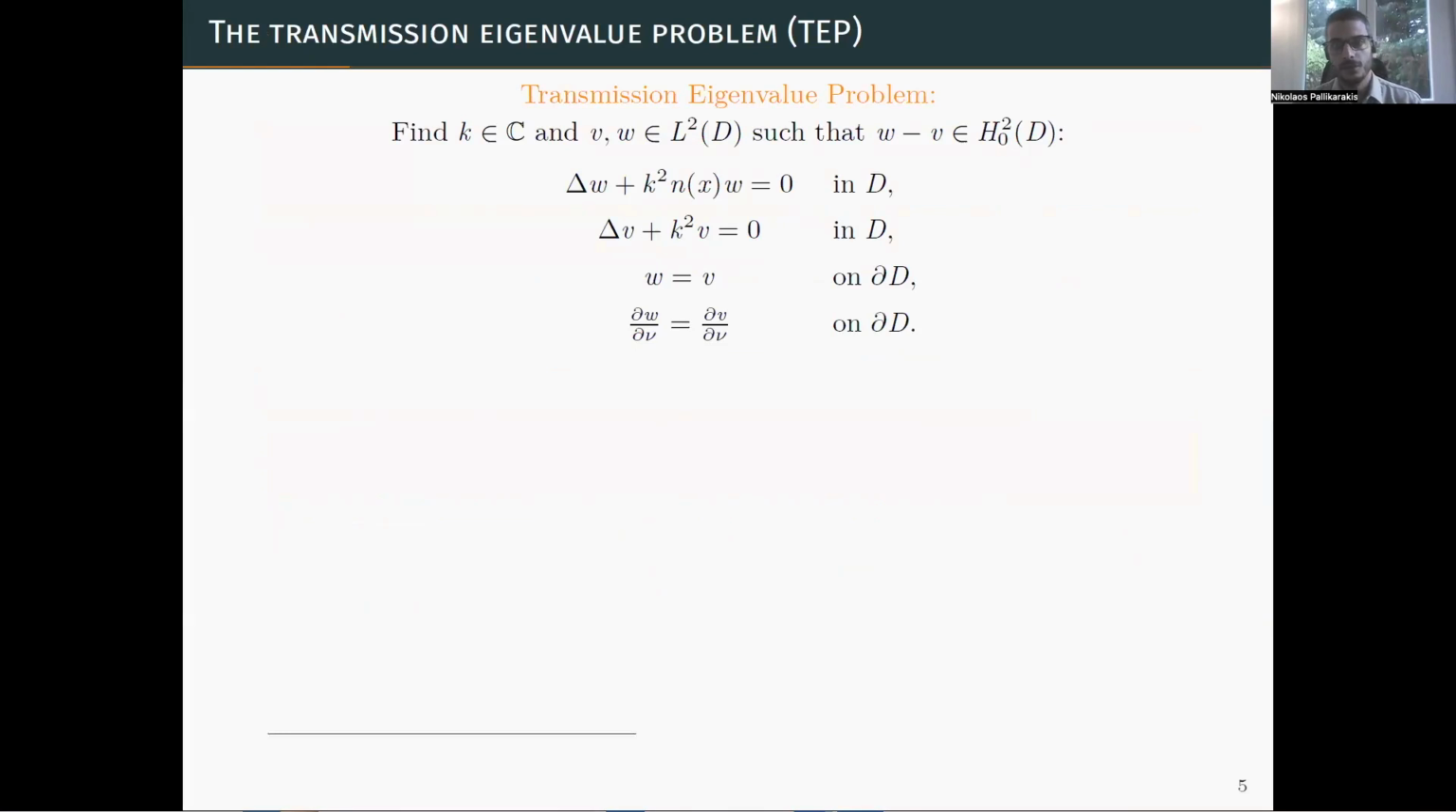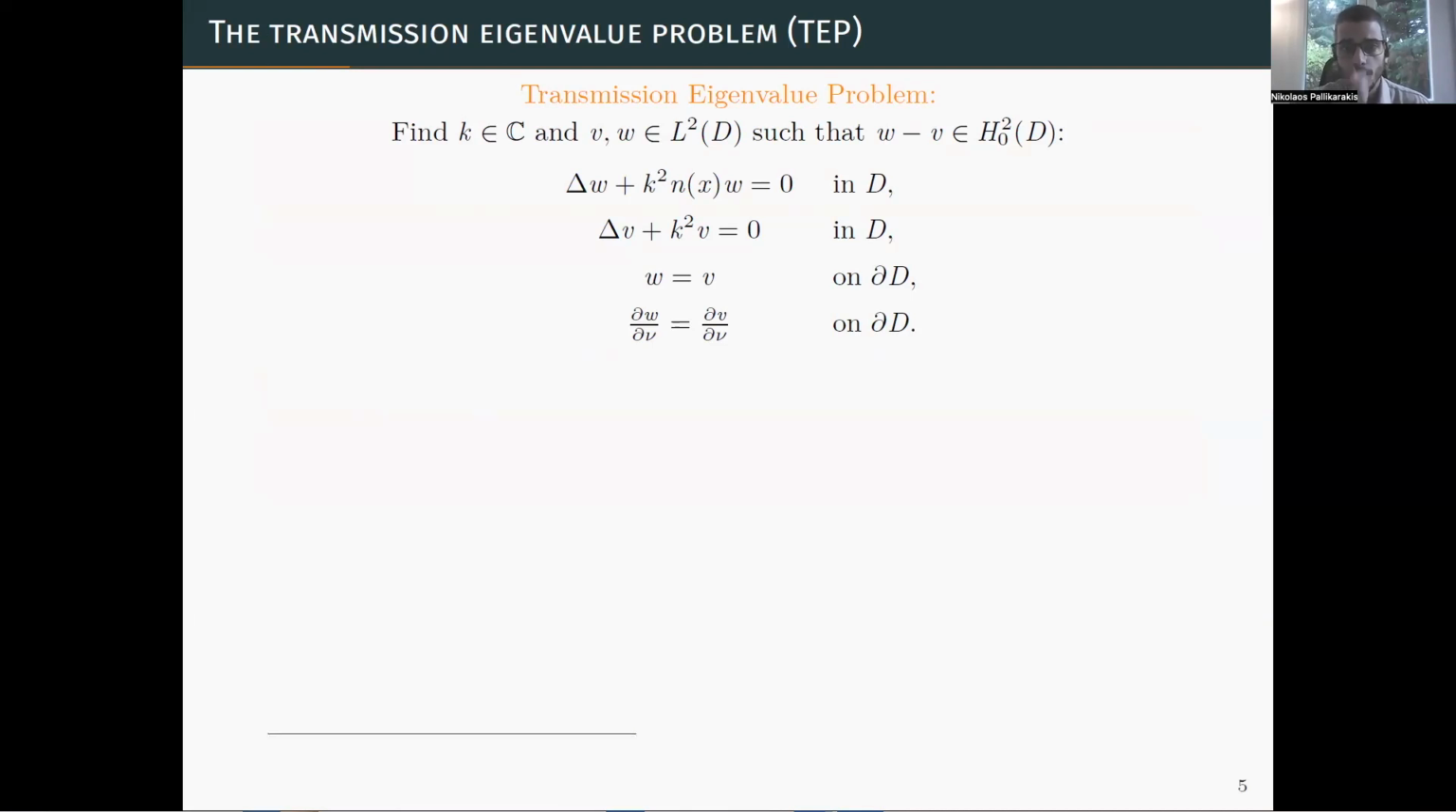On the other hand, the second problem we discuss today is the transmission eigenvalue problem. This is a different problem. It is a boundary value problem for a pair of functions w and v, both of which satisfy the Helmholtz equation. And the first one is the non-homogeneous Helmholtz equation for a function n of x, which for us is going to be the refractive index of the medium D, which D is usually assumed to have a Lipschitz boundary and to be simply connected.